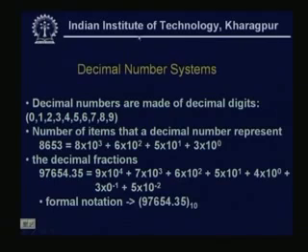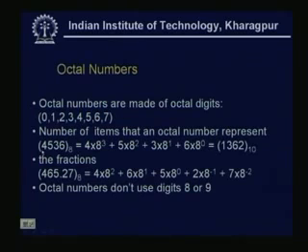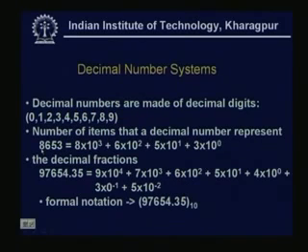Now, the number of items that a decimal number represents: say one decimal number is 8653. Normally this gives the positional value. We all know 3 is the place of the unit, 5 is placed in the 10th position, 6 is placed in the 100th position, and 8 is placed in 1000. So 8 into 10 to the power 3, which means 1000, plus 6 into 10 square, 5 into 10 to the power 1, and 3 into 10 to the power 0. So 8653 is the number of items the decimal number represents.